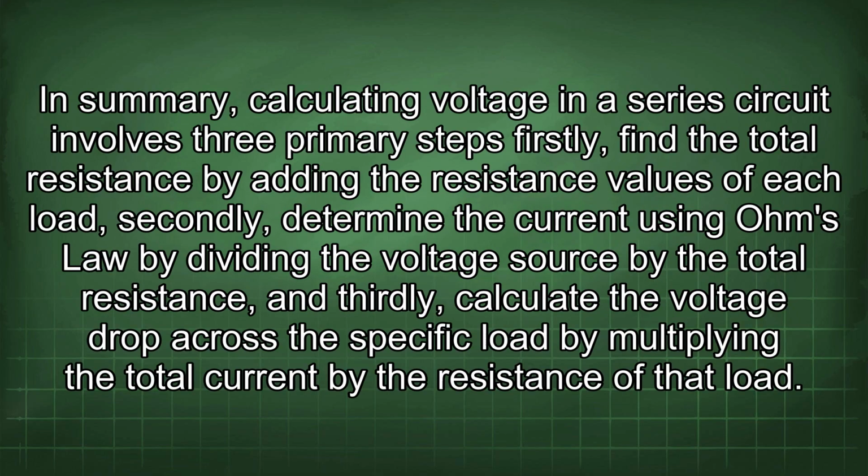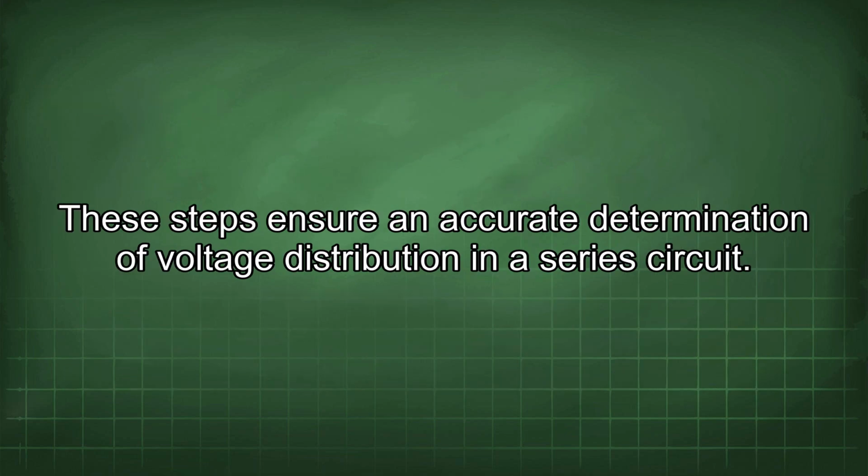In summary, calculating voltage in a series circuit involves 3 primary steps. Firstly, find the total resistance by adding the resistance values of each load. Secondly, determine the current using Ohm's law by dividing the voltage source by the total resistance. And thirdly, calculate the voltage drop across the specific load by multiplying the total current by the resistance of that load. These steps ensure an accurate determination of voltage distribution in a series circuit.